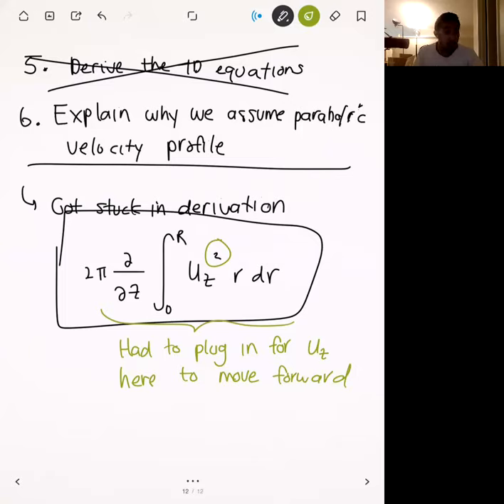That's the reason why we had that parabolic velocity assumption: we had this integral of velocity squared, and we needed to plug in something for the velocity in order to move forward with the derivation. And so that's the 6th learning objective. We have 2 more to go, or technically only 1 more because the last one doesn't count for this exam. The 7th learning objective is to define constitutive model and explain why we need one when deriving the 1D equations.